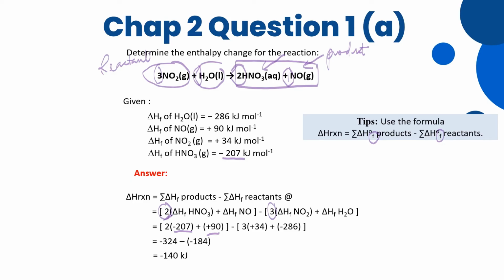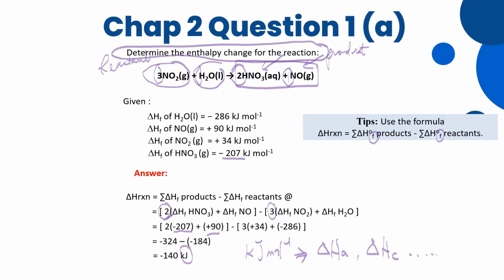Now the unit should be in kilojoule and not kilojoule per mole. We only use kilojoule per mole when it is a reaction that we can give names to, like enthalpy change of atomization, enthalpy change of combustion, and so on. If you look at this question, this is just a reaction without any specific name. So we will leave the answer in the unit of kilojoule.